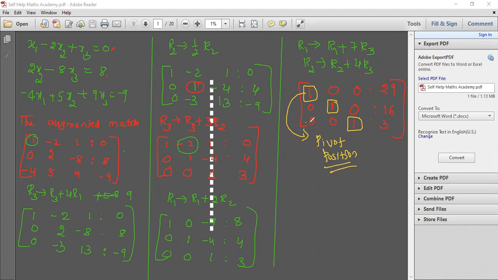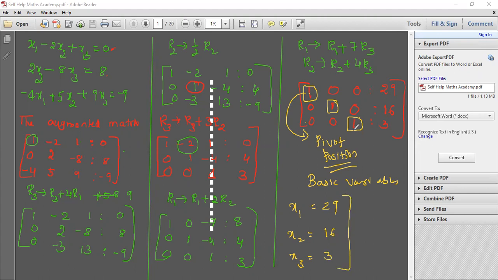Whatever pivot position columns you have, all those columns have the basic variables. You can clearly see that each column has a pivot position, which means each column has a basic variable. So from this column we get x1, from this column x2, and from this column x3. So all are basic variables. Clearly, x1 is equal to 29, x2 is equal to 16, and x3 is equal to 3.